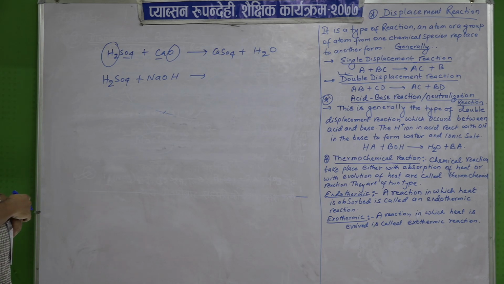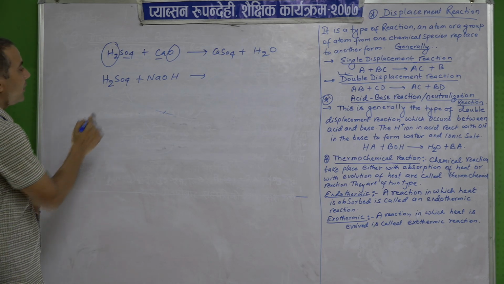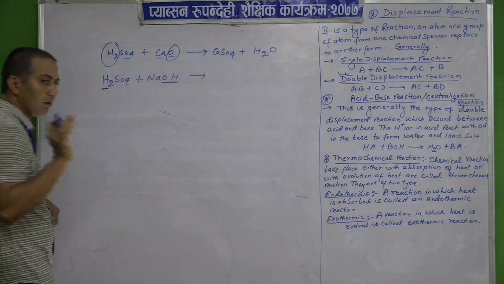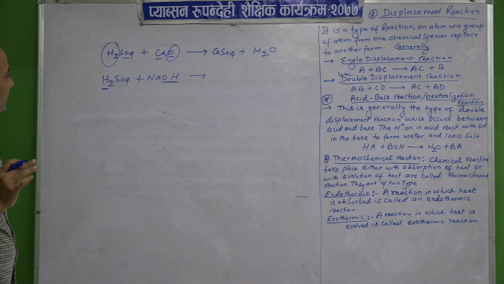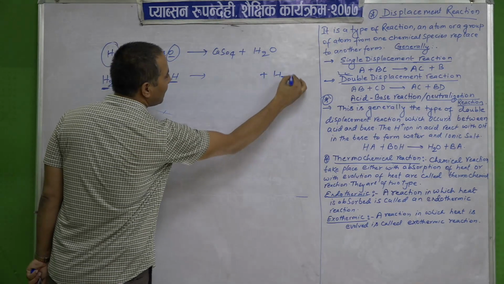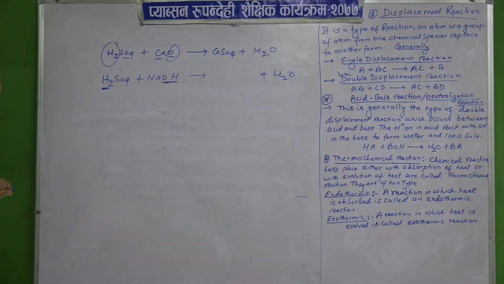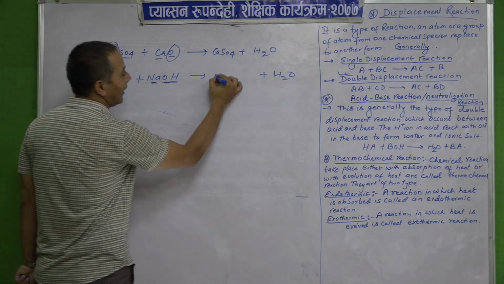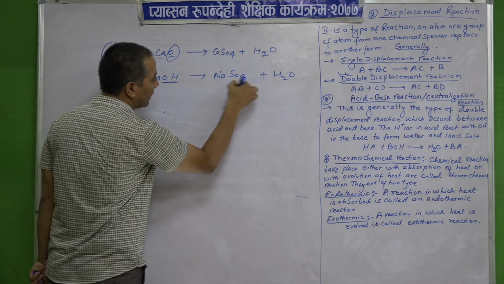Then another example, let us see H2SO4 plus NaOH. So what happened again? What I said, hydrogen ion and hydroxide ion, you remember oxide ion or hydroxide means OH ion. So they come together to form what? Water. What remains now? That is sodium sulfate, Na2SO4, that is sodium salt.